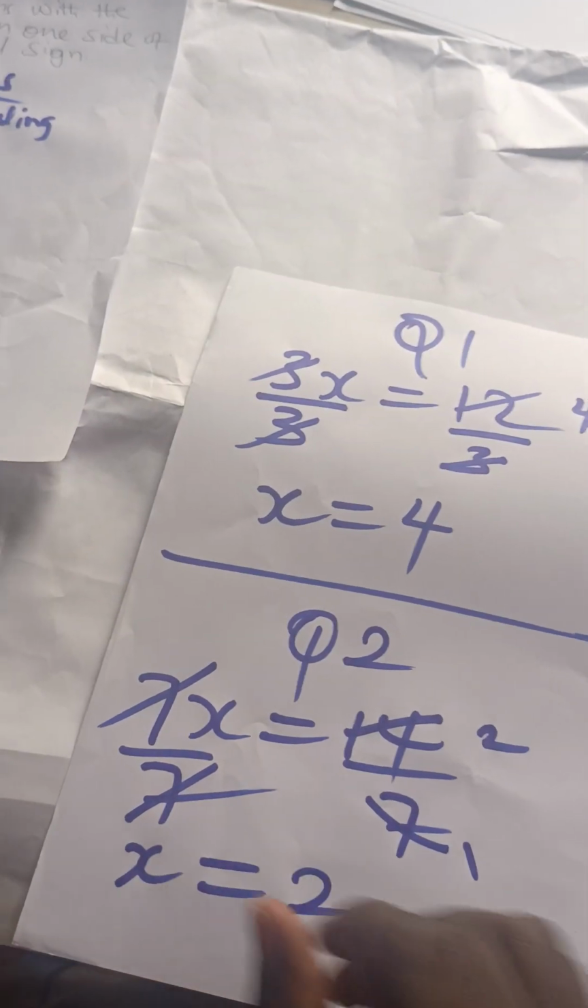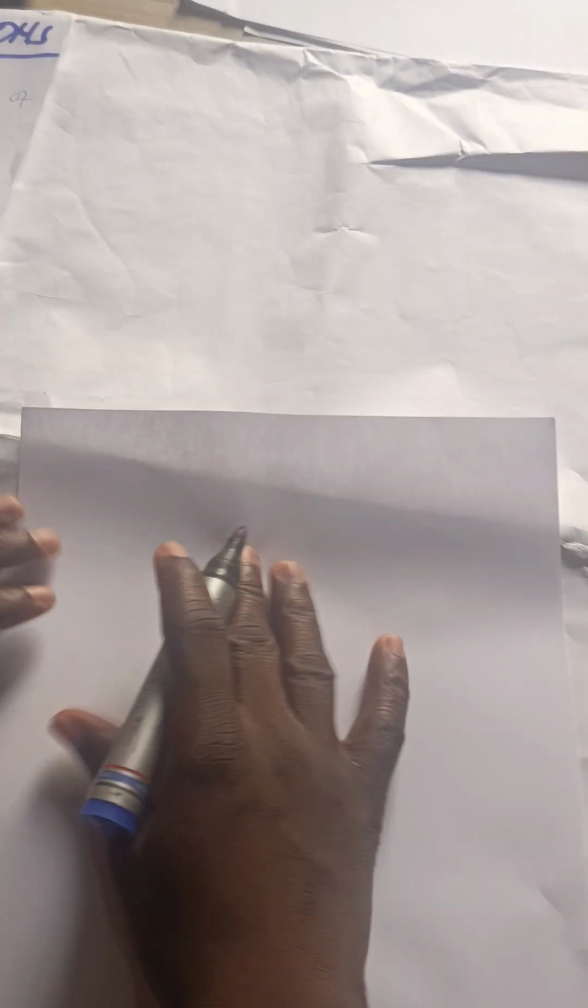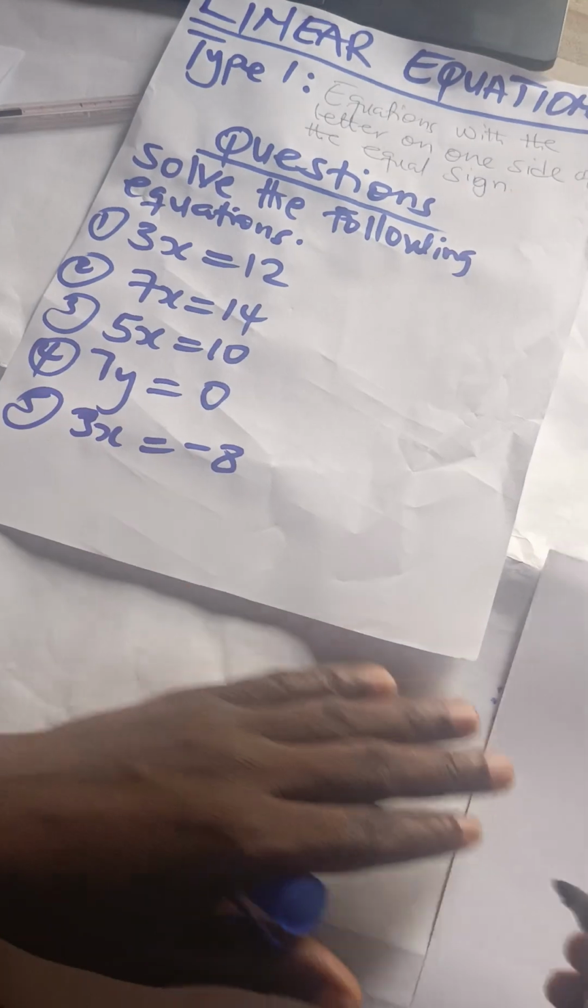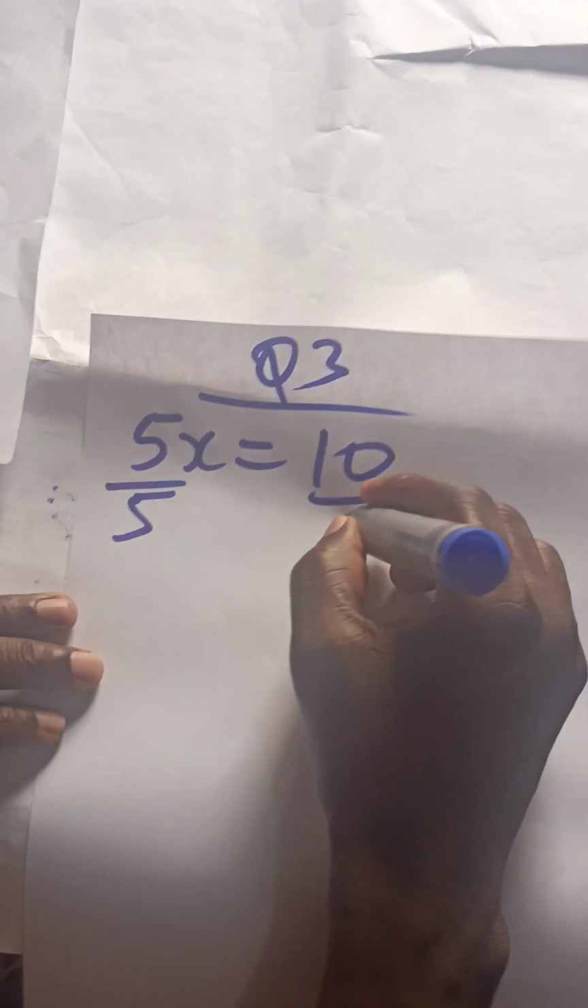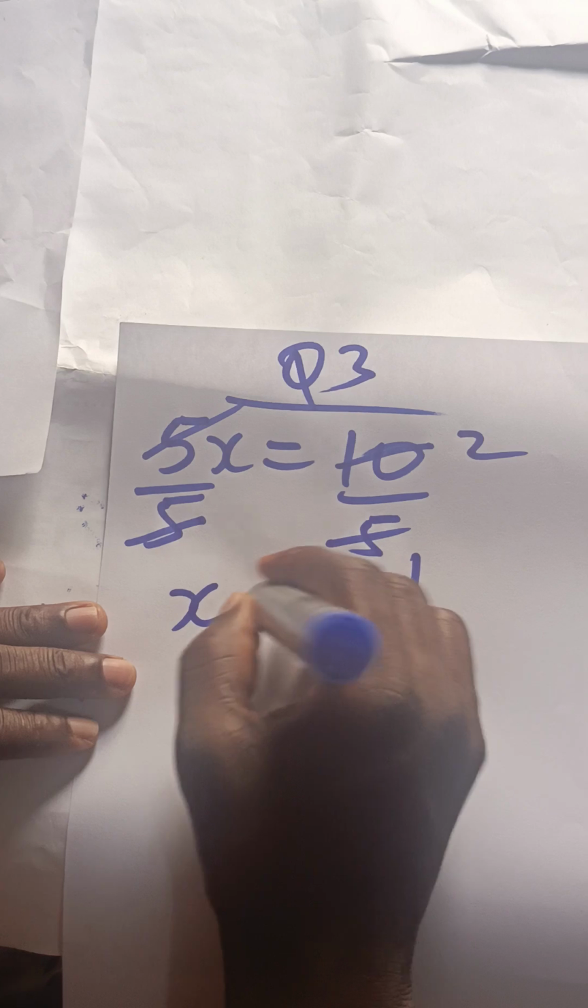Now let's go to question 3. Question 3 is 5x is equal to 10. The same approach, we divide both sides by 5. So this 5 cancels this 5, and 5 into 10 gives 2. So this means my x is equal to 2.